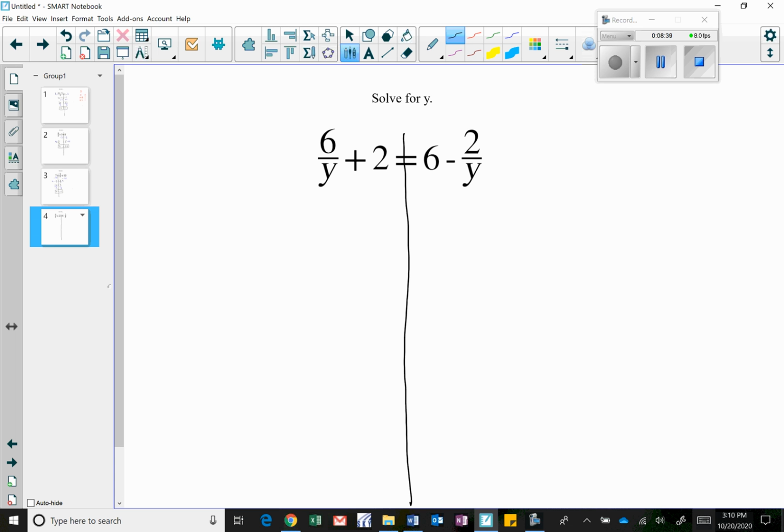Right? So what I'm trying to do is I want to get all of my y's on one side. Now, it doesn't really matter which side that is, but usually we move all of our y's, or whatever variable we're working with, to the left side. So I'm going to try to move this minus 2 over y to the left side. So I have a minus 2 divided by y. So what's the opposite of subtraction? Well, I'm going to add 2 over y to both sides.